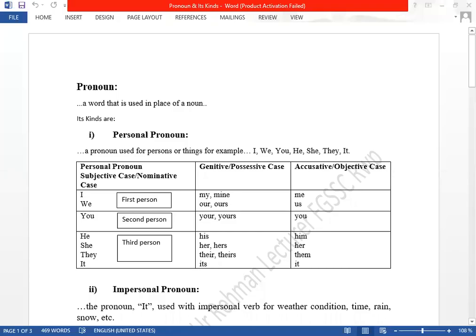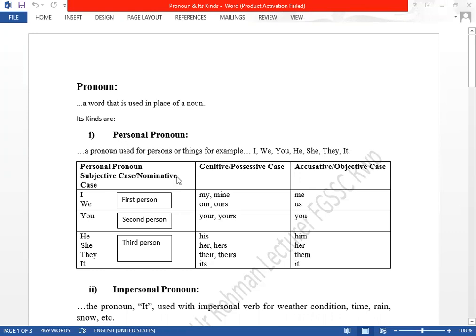Dear students, today we are going to discuss pronoun and its kinds. That's a very important part of speech. Pronoun, that is a word that is used in place of a noun. And now, after that, there are its kinds.